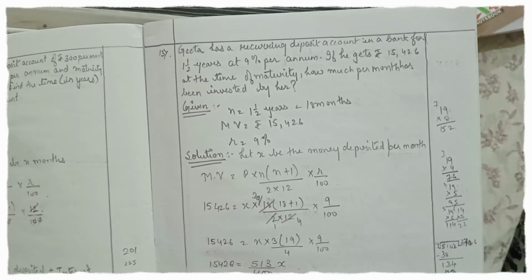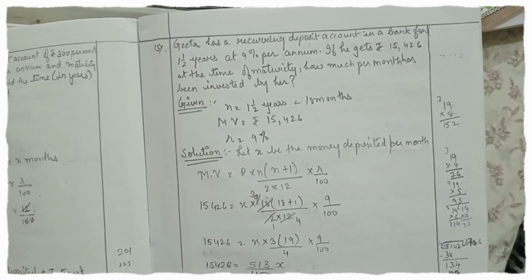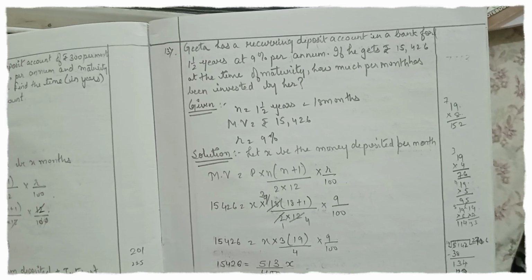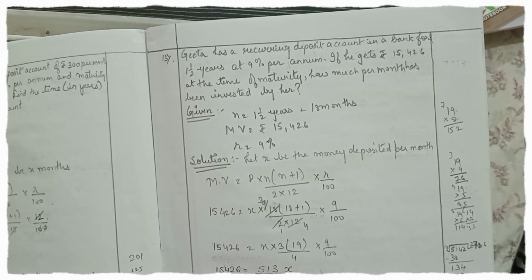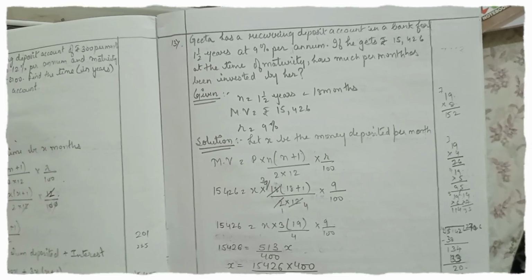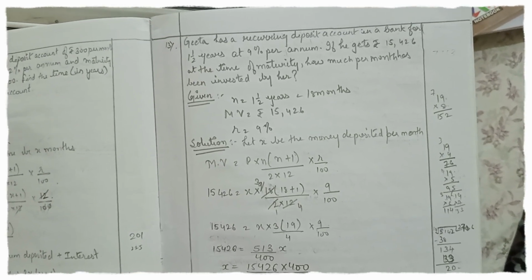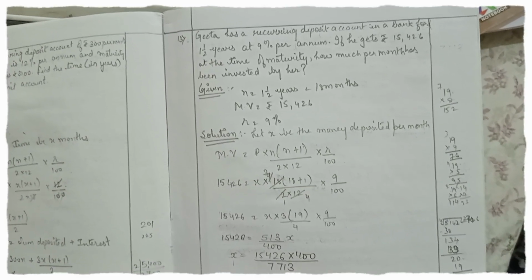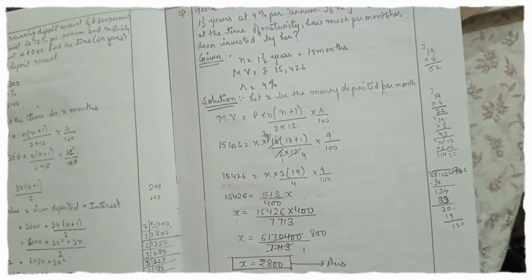Sum number 13. Geeta has a recurring deposit account in a bank for 1.5 years at 9% per annum. If she gets rupees 15,426 at the time of maturity, how much per month has been invested by her?